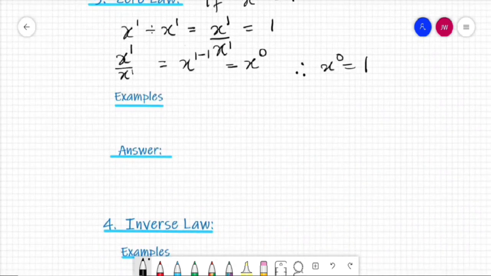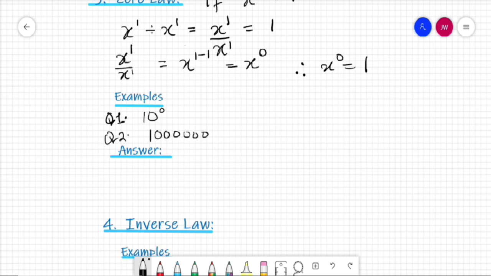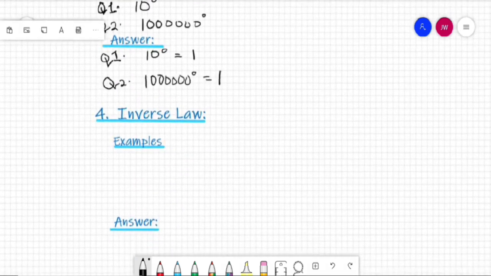So let's solve some examples on this. We have 10 raised to the power of 0. We have 1 million raised to the power of 0. So 10 raised to the power of 0 is equal to 1. 1 million raised to the power of 0 is equal to 1. So for this law, it implies that any number raised to the power of 0 is equal to 1. Let's move on.